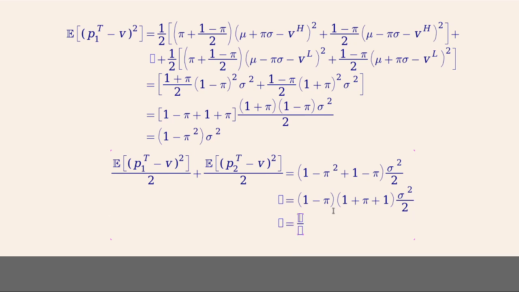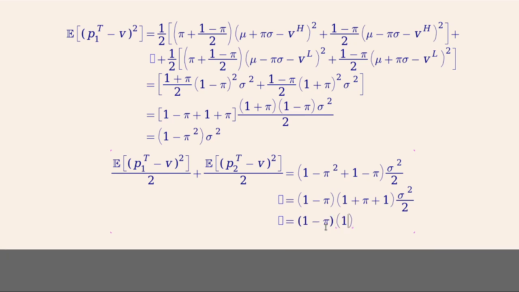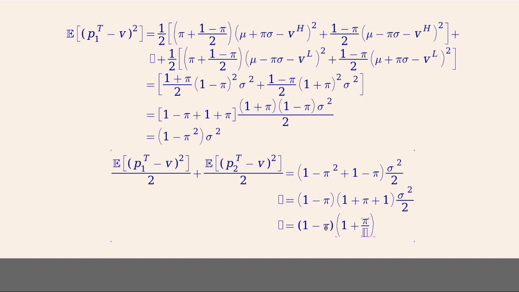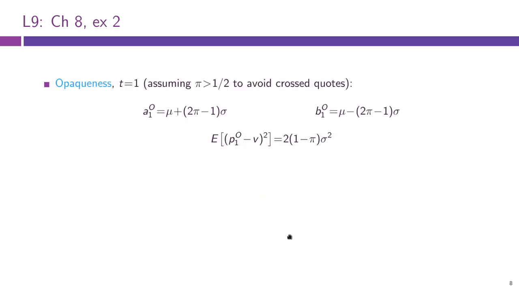Which means that we will have 1 minus pi. If we take this 1 half in here, we will have 1 plus pi over 2 times sigma squared. And that is actually the expression that I had in the slides. Exactly this one. So we're going slowly here, verifying all the calculations to make sure everything's correct. We've computed our residual price variance, which symbolizes the quality of price discovery, for the case of transparency. Now let's move to opacity, which will be just some more algebra.